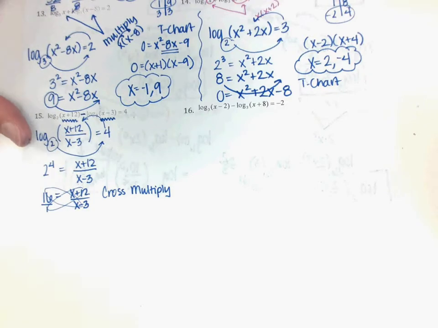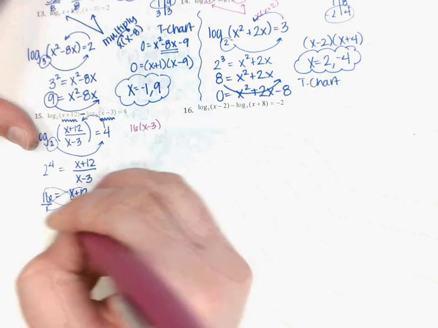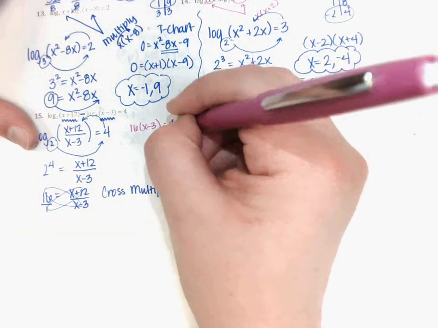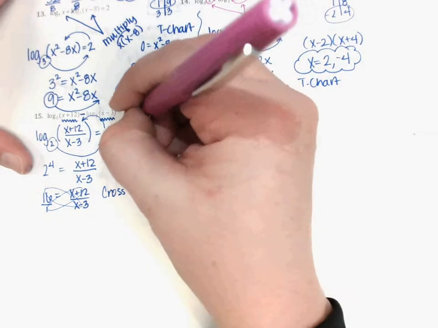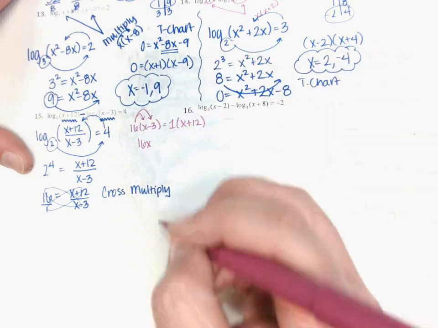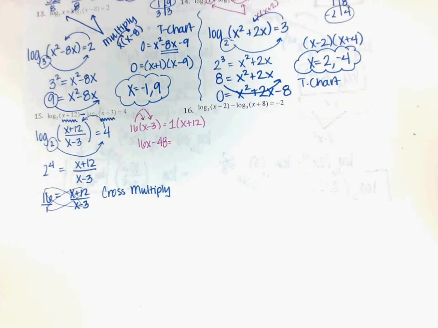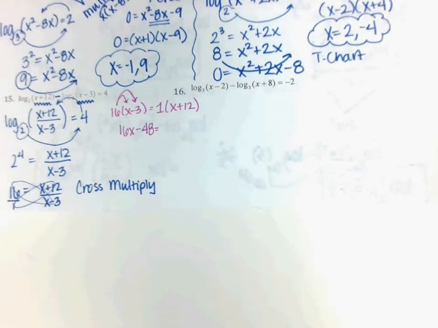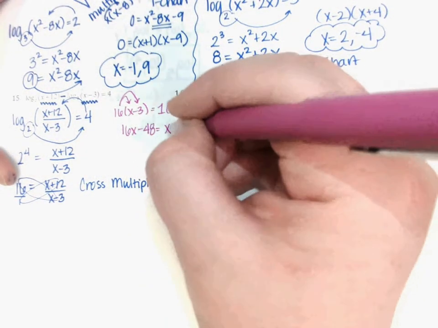Okay, so from here, I have 16 times x minus 3. And then I have 1 times x plus 12. And then from there, you'll just keep solving. So let's times the 16 in first. What is 16 times x? We're distributing here. 16x. What is 16 times minus 3? That'd be negative 48. Okay, then on the other side, I'm timesing in a 1. Well, 1 times x is 1x. And 1 times 12 is 12.